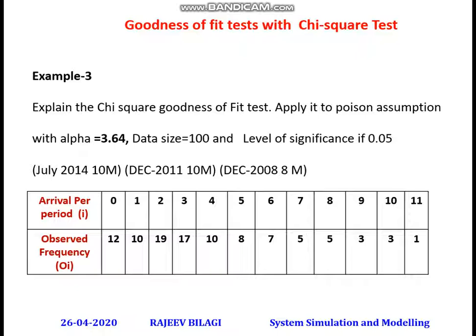Now we'll go ahead with one problem, goodness of fit test using the chi-square test. One thing to remember, along with this, the data type should be given. Explain the chi-square goodness of fit test and apply it to Poisson's assumption with alpha equal to 3.64 and data size equal to 100, and the level of significance is 0.05. The number of arrivals and observed frequencies are given.